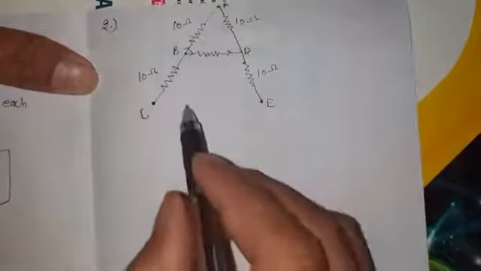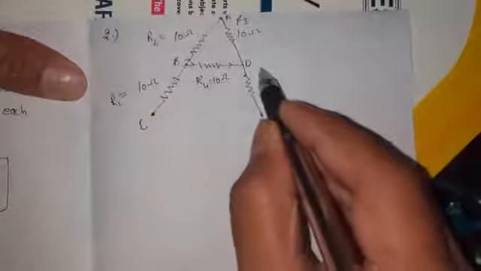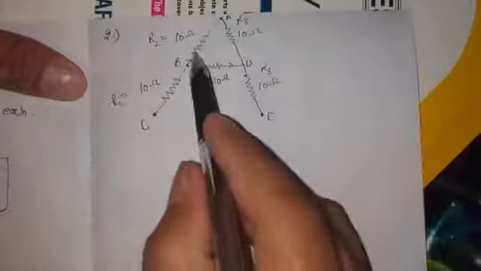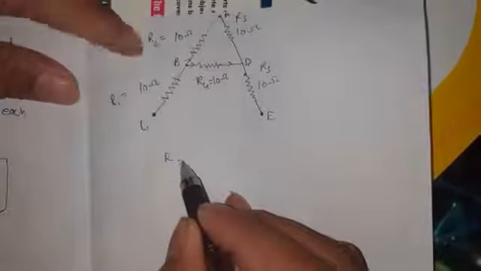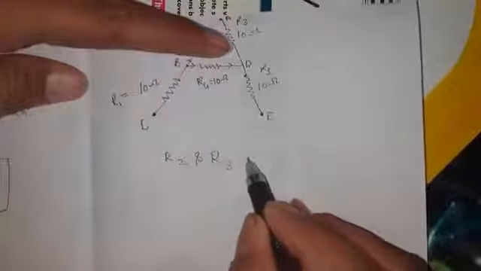So I am going to give them names. This is R1, this is R2, this is R3, this is R4, which is also 10 ohm, and this is R5. So I have named them R1, R2, R3, R4, and R5. Here, student, you will find that R2 and R3 are in series.